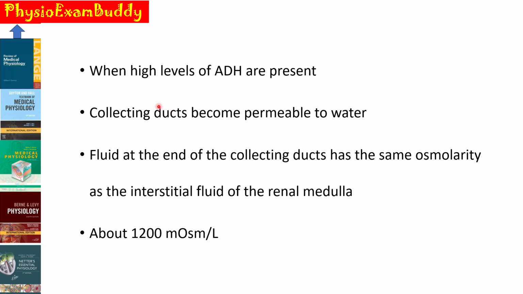When high levels of ADH are present, the collecting ducts become more permeable to water, and fluid at the end of the collecting duct has the same osmolarity as the interstitial fluid of the renal medulla, that is around 1200 milliosm per liter.